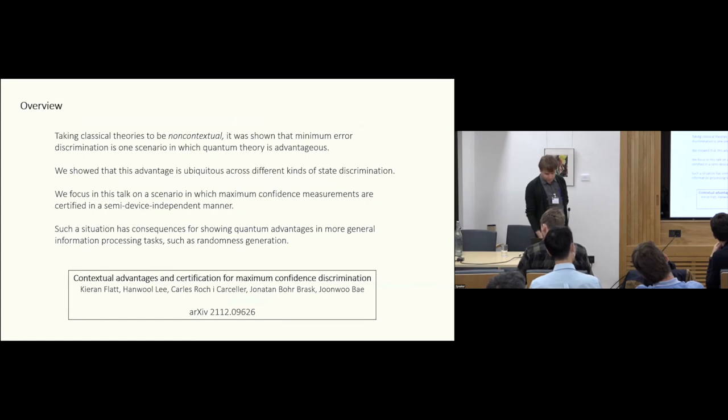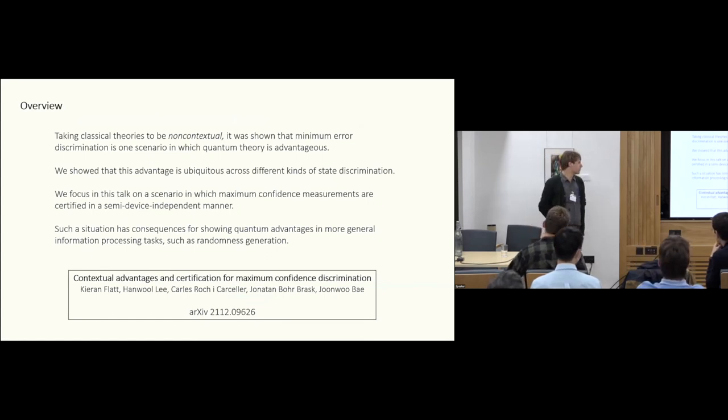So I'll start by summarizing the key points of this work. As we all know, if we want to say that there's some quantum advantage in some information processing task, then we need to take a notion of non-classicality and derive an inequality saying that this non-classical theory is unable to recreate the same predictions as quantum theories.